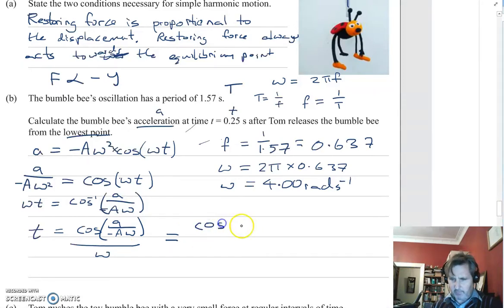So we have cos inverse of whatever the answer is to this bracket, which is acceleration. What do they tell us for acceleration? Oh my goodness.